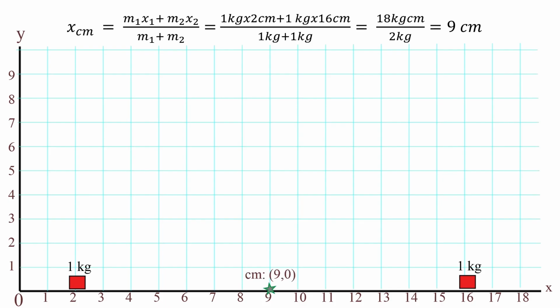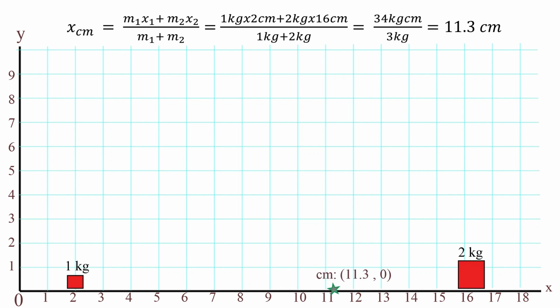Now, if we use this formula to do a very simple question, you can see it gets 9 centimeters, as we would expect. But suppose now the mass at position x2 becomes 2 kilograms, and we use the formula again. Now we get an X coordinate for the center of mass that is closer to the larger mass, as you would expect, because the center of mass is the average position of all the masses. And that's always going to be closer to the heavier one. Use different masses yourself and you'll see that.